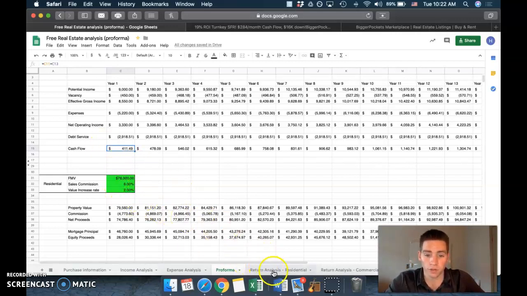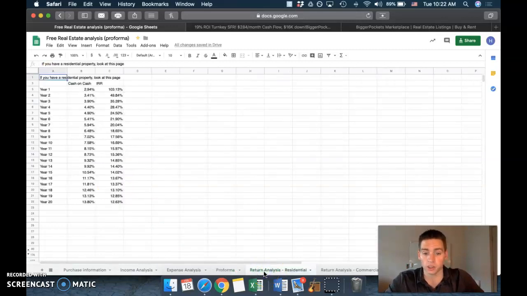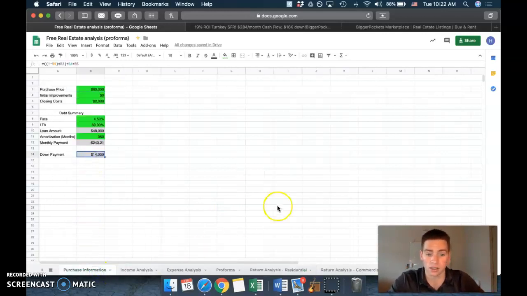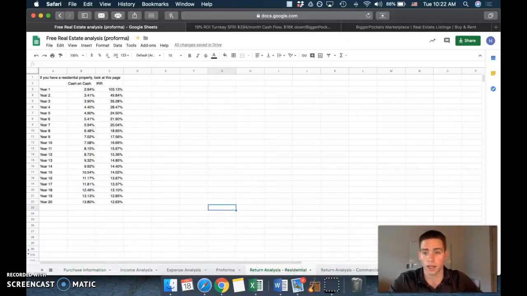That's where we come over to figure out what our returns look like on the money we invested. So we're going to come to the return analysis residential, and we're going to look at our cash on cash column. So this tells us for every dollar that we put down in terms of the down payment, which is, again, back here, how much did it cost us to buy this property out of our own pocket? How much as a percentage of that did we receive in cash flow every single year?